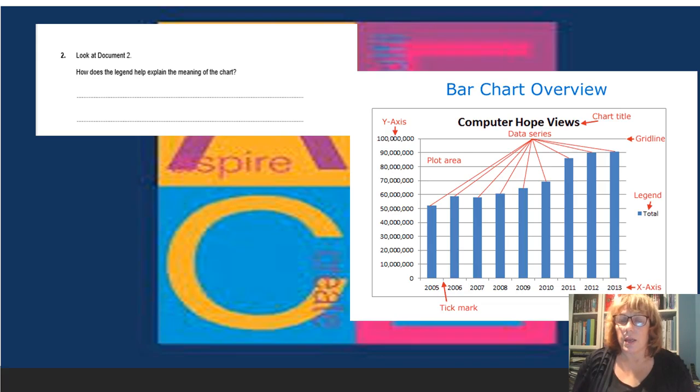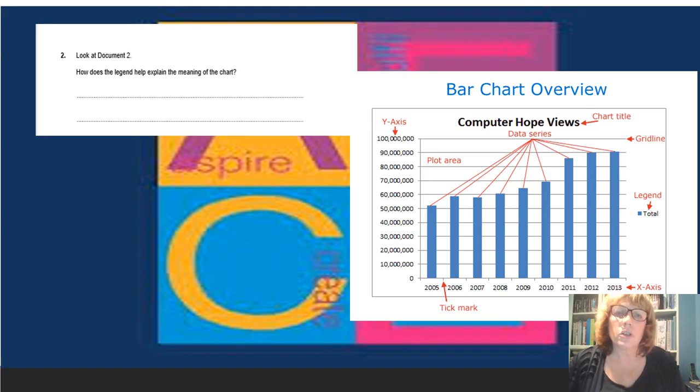Legend. So here you have in front of you a bar chart overview. It shows you all the different parts of that chart, what they're called, the title, the data series, the grid lines, the axes. All of that together is what we call legend. So legend is what helps describe each of the parts that makes up the chart.